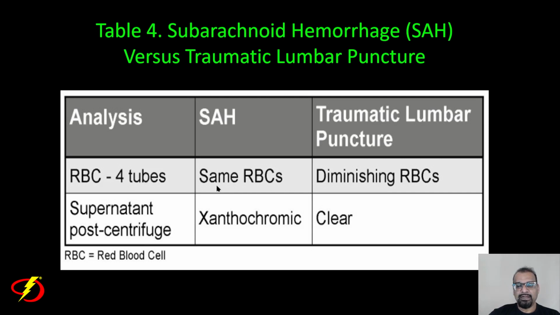So when we look at subarachnoid hemorrhage, all 4 tubes have the same amounts of red blood cells, and there's xanthochromia. When we look at traumatic lumbar punctures, we have diminishing red blood cells per collection tube, and there is no xanthochromia.